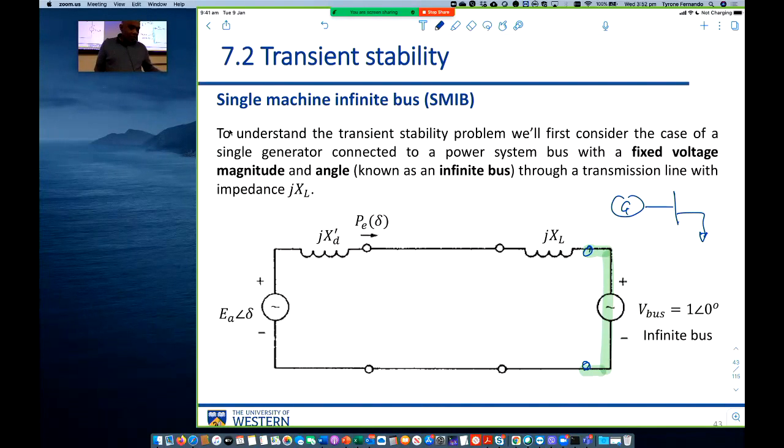Why is it called an infinite bus? What is an infinite bus? At an infinite bus, the voltage does not change. It doesn't matter how much current you're injecting. It's something large enough that you can't change its value. So the voltage there is always going to be 1 angle 0, and you can't change the angle either.